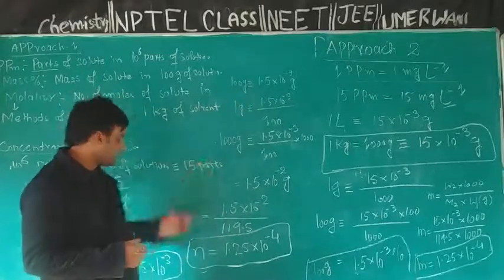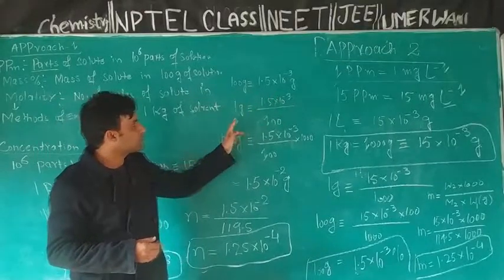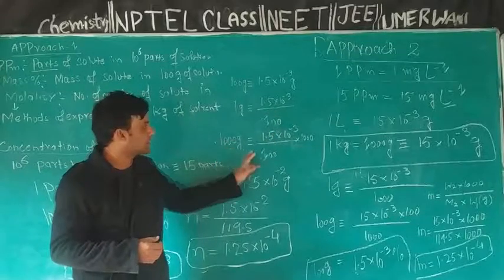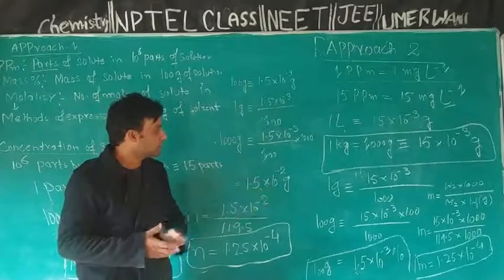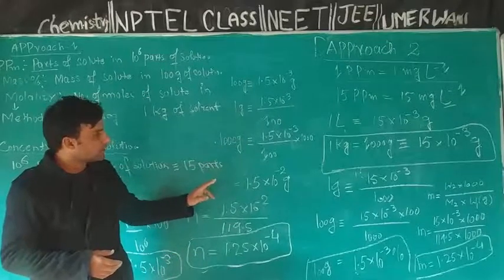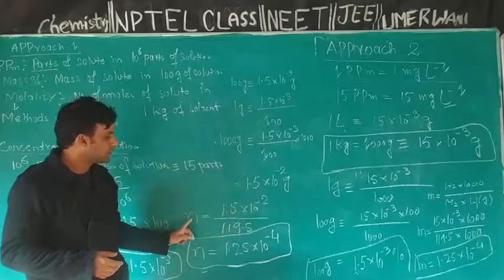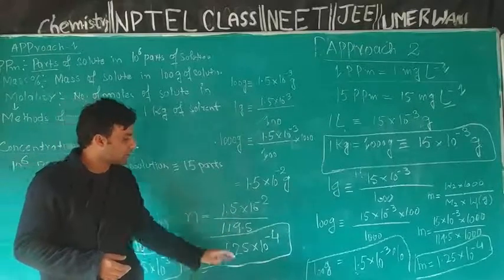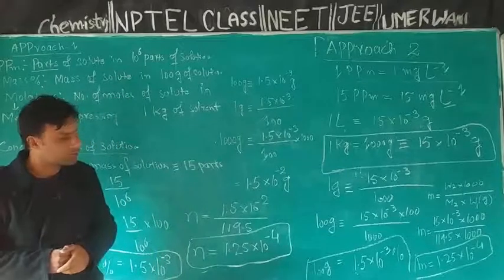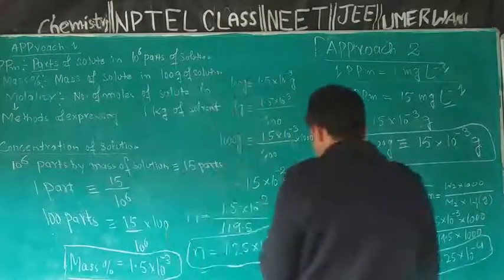I knew from mass percent that 100 grams contain this many grams of chloroform. I used a unitary method. 1 gram will contain this, therefore 1000 grams will contain 1.5 into 10⁻² grams. But I needed to calculate moles, so I converted given mass of chloroform into moles using this formula. I got number of moles of chloroform is 1.25 into 10⁻⁴ present in 1000 grams or 1 kg of water.